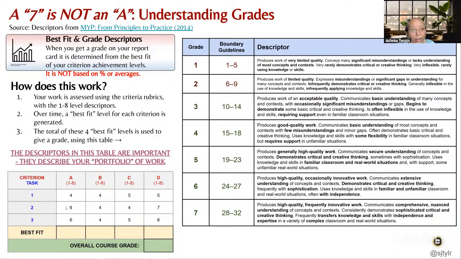So if I have 3 tasks and these are the grades that I have achieved, okay. So tell me how much will I give in criterion A? Who can answer? In one task I've got a 4, in another task I've got a 6, in the third task I got a 6. What will be the best fit? How much will you give me?